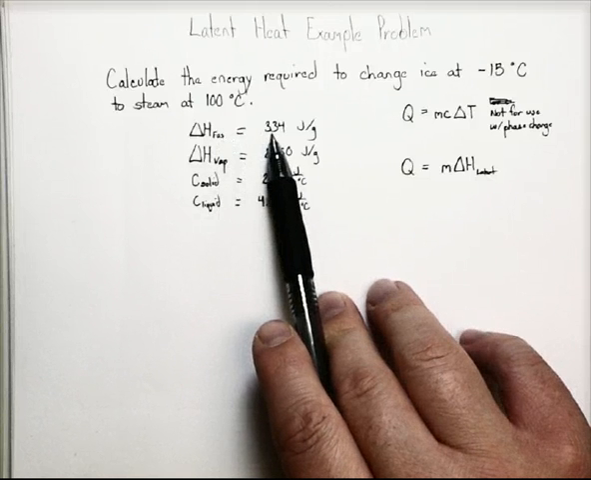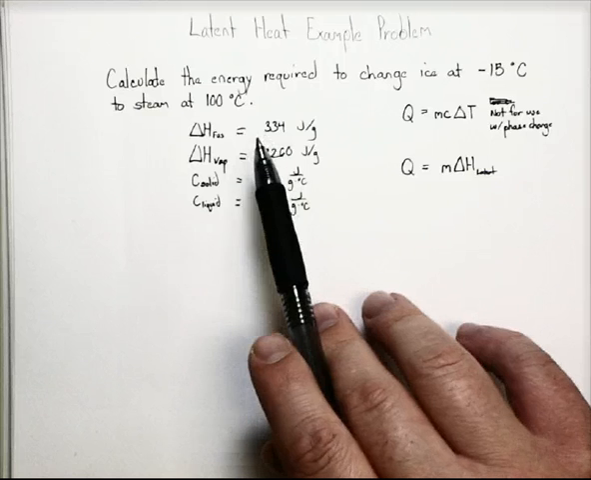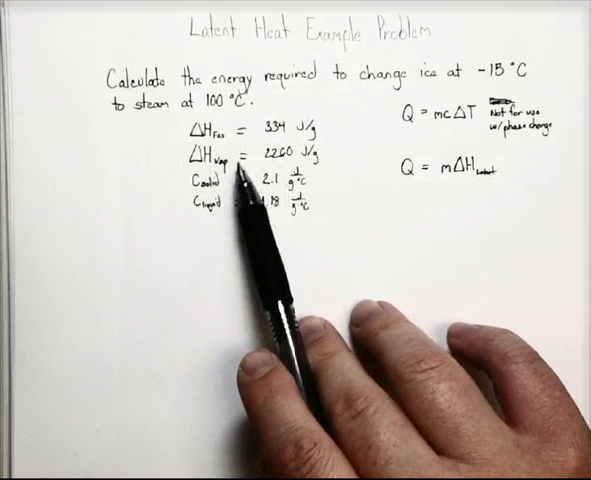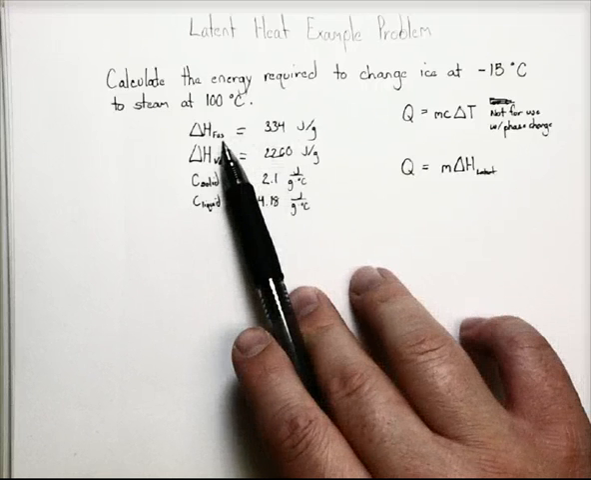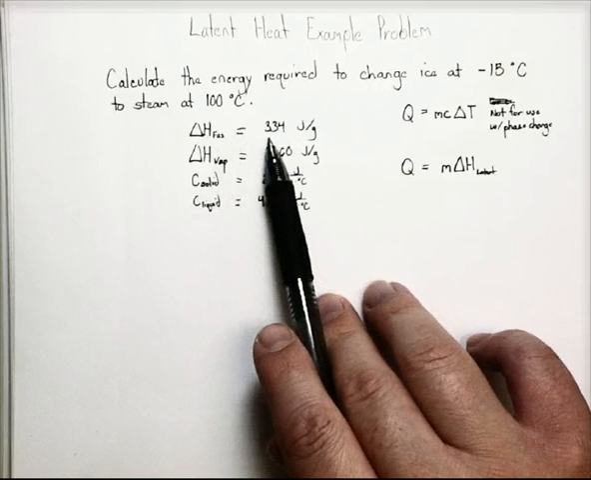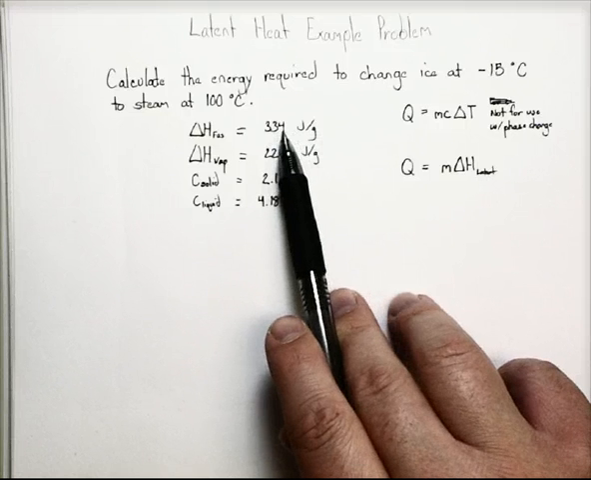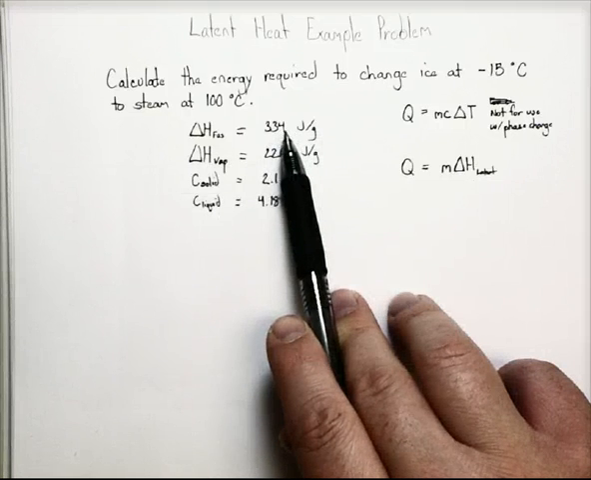It's different for every substance. So if this is a substance other than water, you're going to have to look up what the heat of fusion or heat of vaporization is. But for water, the heat of fusion is 334 joules per gram. That means for every 1 gram of water that you're either going to freeze or melt, the change in energy has to be 334 joules.